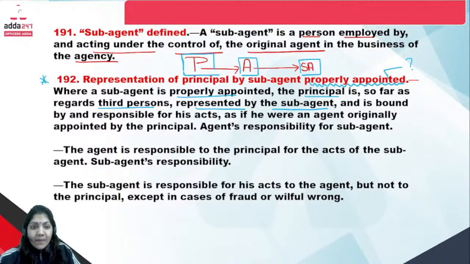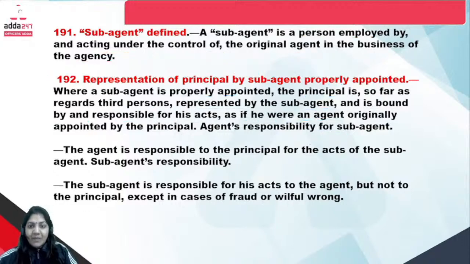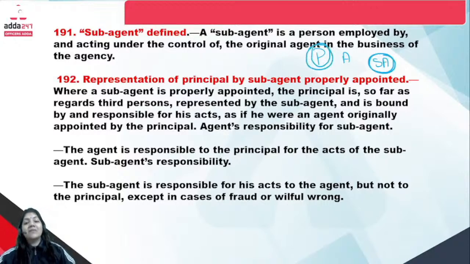So, the principal is bound by and responsible for his act as if he were the agent originally appointed by the principal. This is very, very important. Agent's responsibility for sub-agent. So in this section 192, what does it say? Principal, agent, sub-agent. Whatever work is done by the sub-agent will be treated as if the principal has done the work. This is called when the sub-agent is properly appointed.